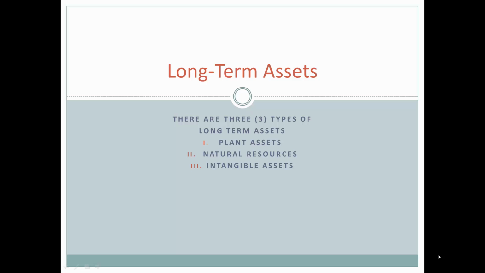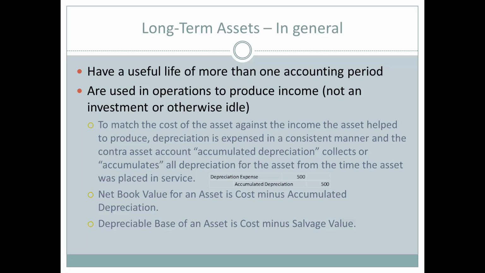Long-term assets. There are three types of long-term assets. One, plant assets, are better known as property, plant, and equipment. The next is natural resources, and the third is intangible assets, which do not have a physical form. Long-term assets in general have a useful life of more than one accounting period.